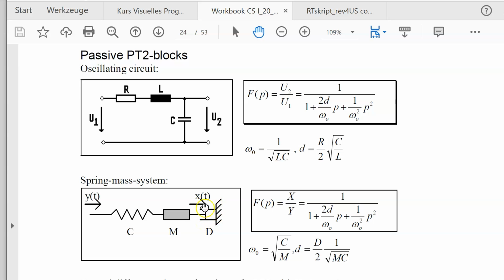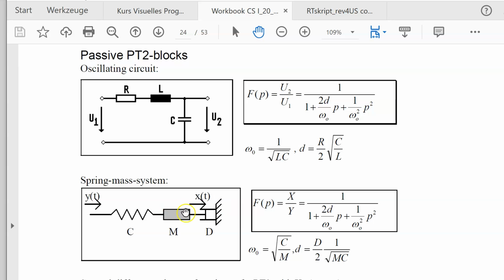If you measure the position at the damper in relation to the position of the spring here, then again you get PT2 behavior. Omega naught and D can be calculated with these values. Now this, I think, is a spring mass system you can find in many applications, any car. The connection of the main car with the wheels is done by a spring.